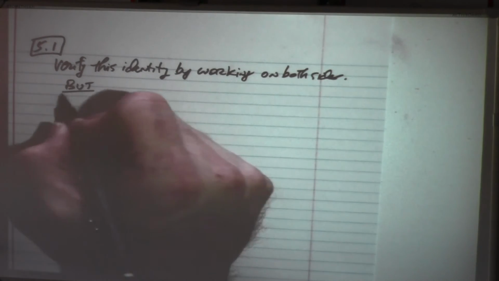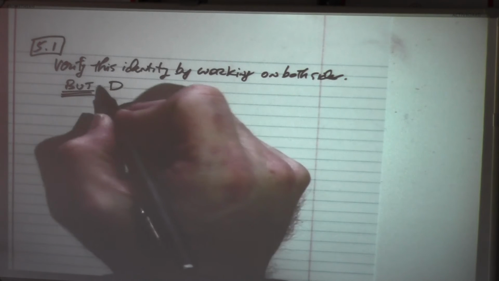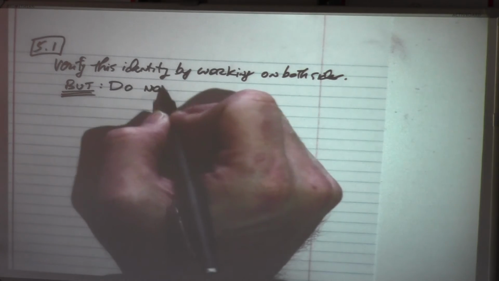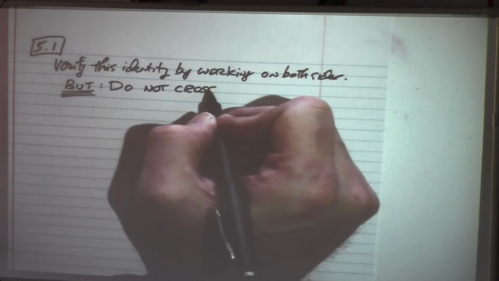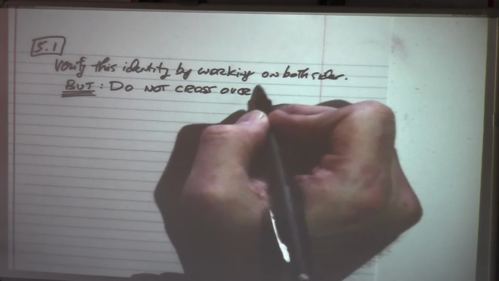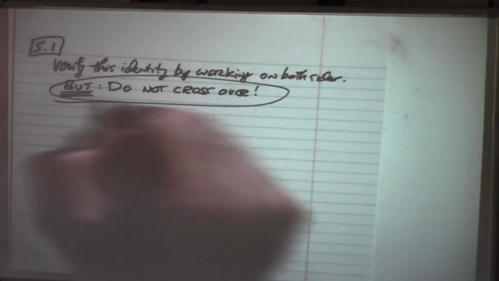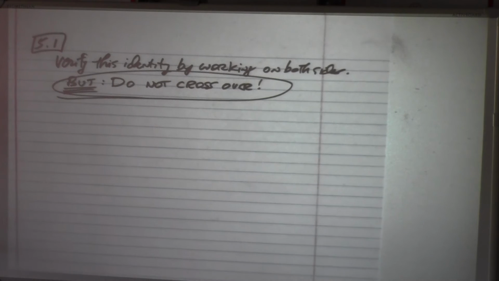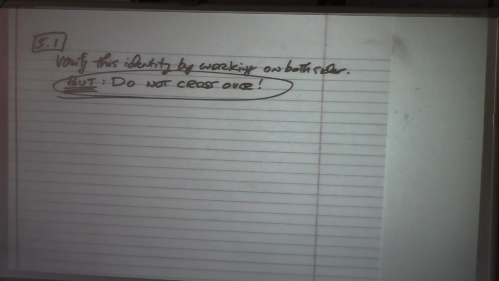But, and this one's very important, do not cross over. And the reason is because you don't know yet its identity. You're trying to verify it. So it's an equal sign in between, and you're trying to make sure the two sides are equal.